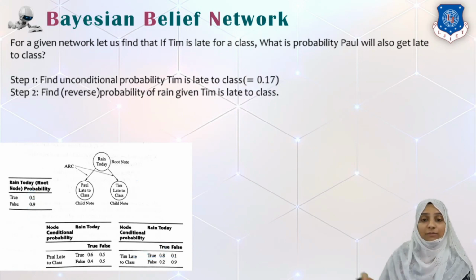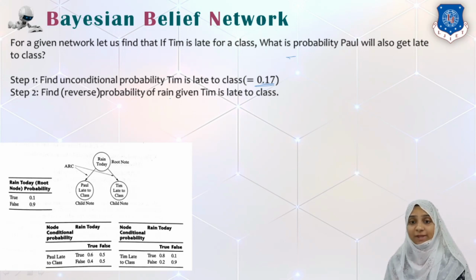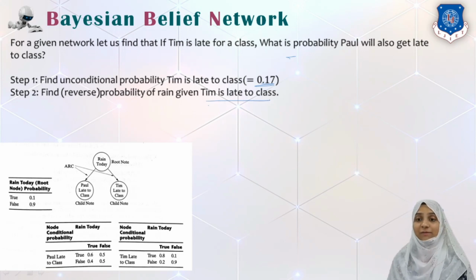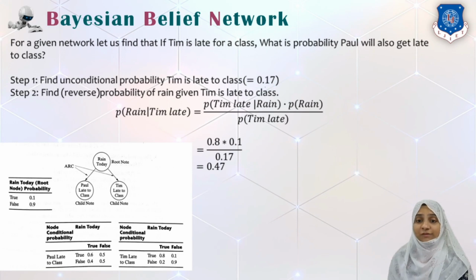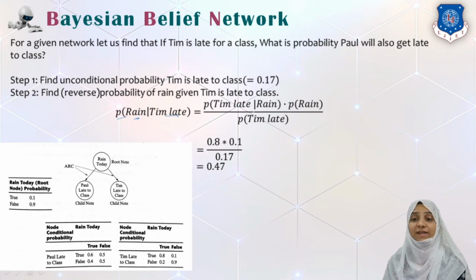Now using this particular probability that I have substituted over here, for my future reference, I will find the probability of rain given that Tim is late to class. Now I know that Tim is getting late to class, but what is the probability of raining if Tim is late? So I am going to calculate this way: the probability of raining given that Tim is late to class. I am going to find this conditional probability using Bayes theorem, which is equal to the probability of Tim is late given that it is raining, times the probability of rain, divided by the probability of Tim is late to class.